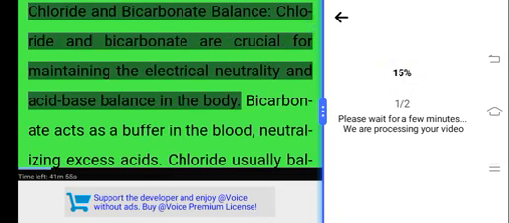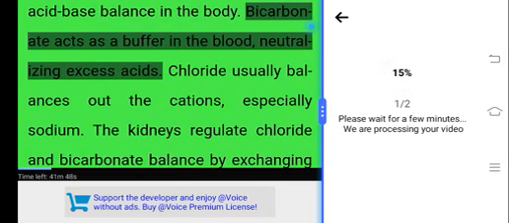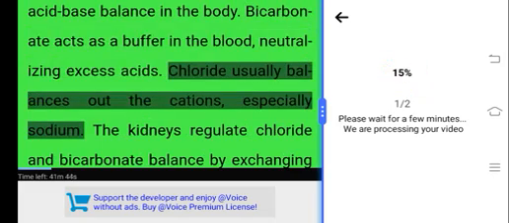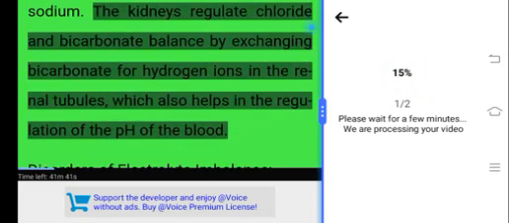Chloride and bicarbonate are crucial for maintaining the electrical neutrality and acid-base balance in the body. Bicarbonate acts as a buffer in the blood, neutralizing excess acids. Chloride usually balances out the cations, especially sodium. The kidneys regulate chloride and bicarbonate balance by exchanging bicarbonate for hydrogen ions in the renal tubules, which also helps in the regulation of the pH of the blood.